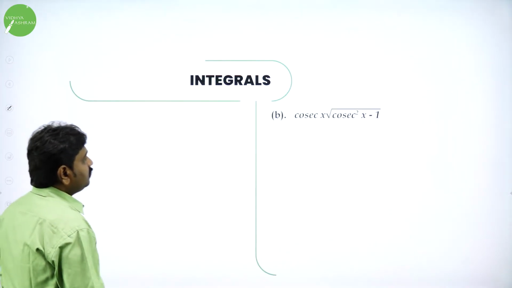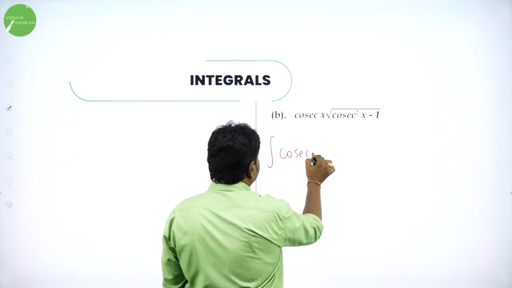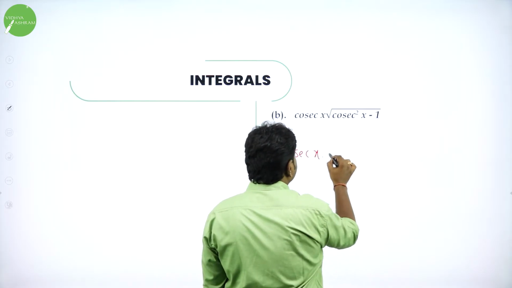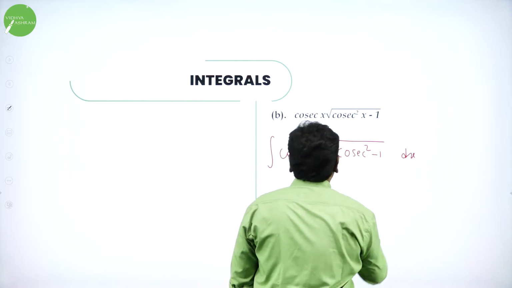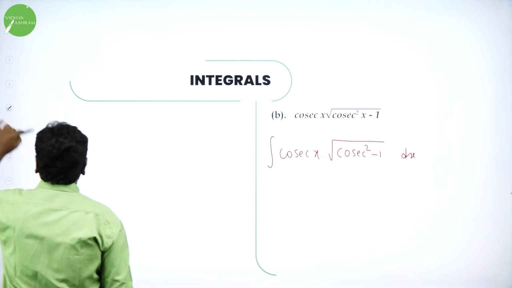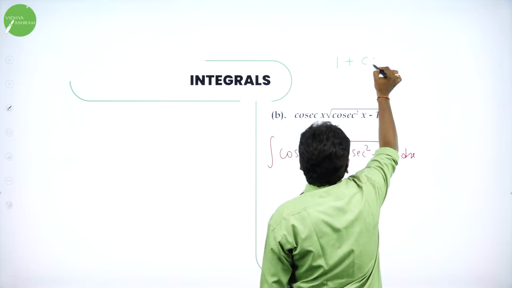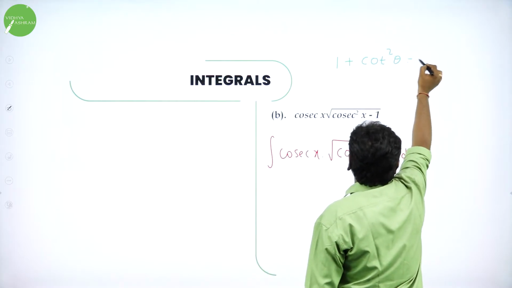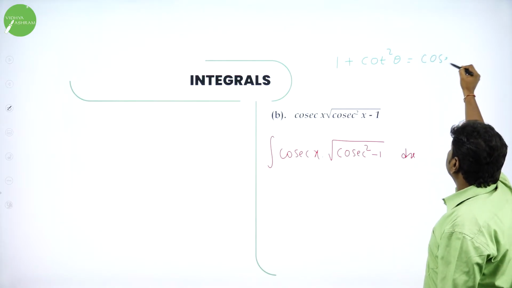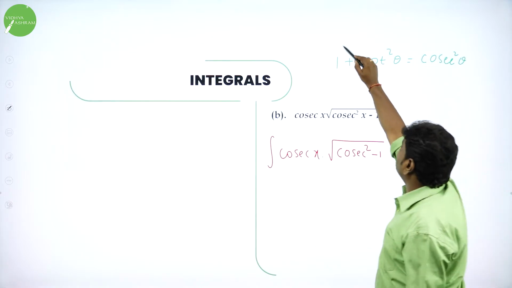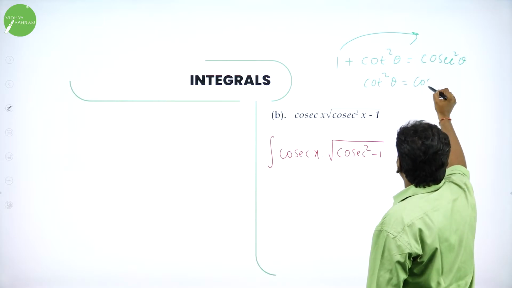Next we have the integration of cosecant x into root of cosecant square x minus 1. Simple, all of you know identities. To solve this, you should know identities. What is the identity? 1 plus cot square theta. So in first year PUC you studied trigonometric identities. 1 plus cot square theta is cosecant square theta. So now if you transfer 1 to that side, cot square theta is cosecant square theta minus 1.